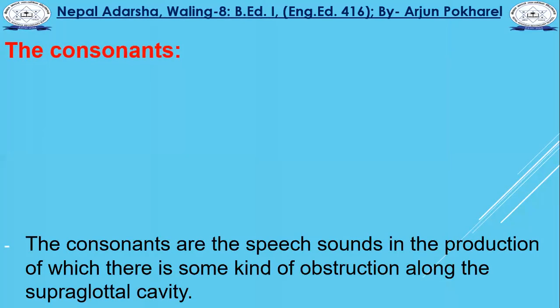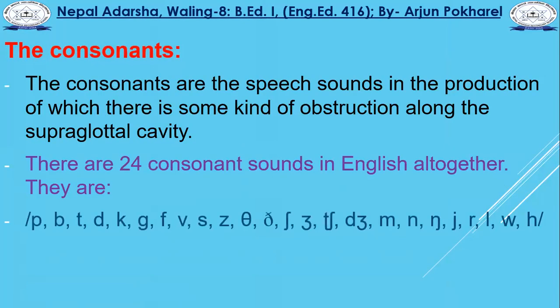Now, there are 24 consonant sounds altogether. They are, let's say, pa, ba. This is not B. B is alphabet, but ba is sound. So this is ba.